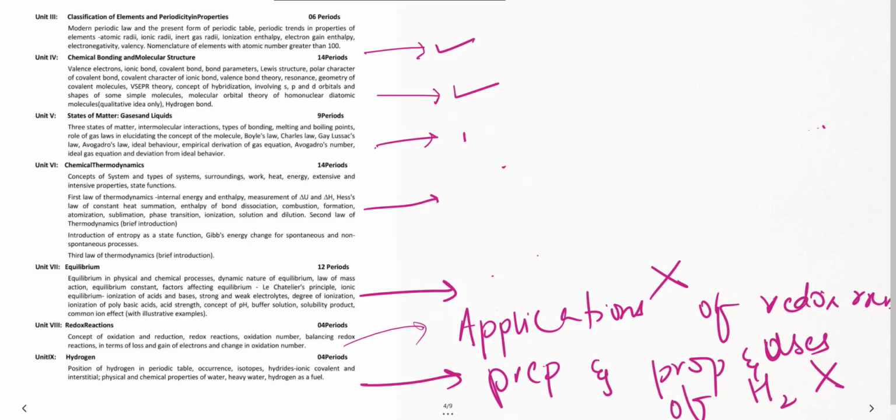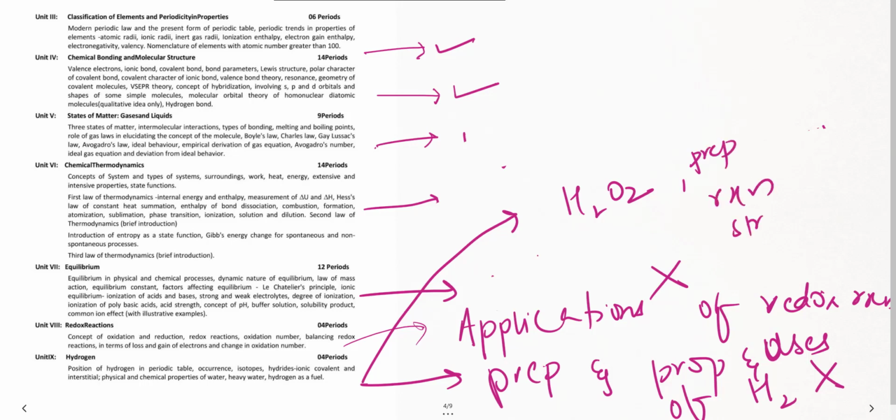Next, if I have to see further in the hydrogen chapter, one more thing. Remember, hydrogen peroxide preparation, reactions, structure and uses. Hydrogen peroxide preparation, structure and uses, nothing is there. Everything they have deleted. Right, students? They have taken out, and hydrogen as a fuel is there.